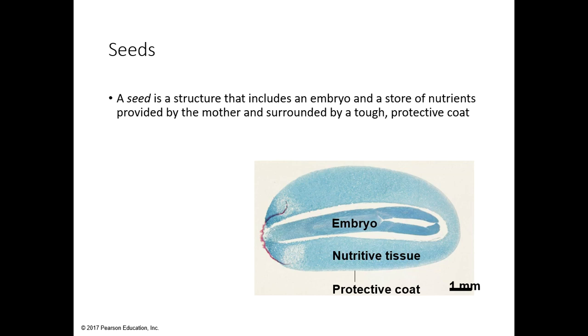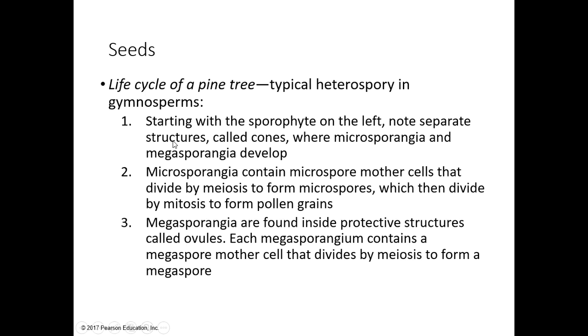So let's look at a seed. Seeds are really important. A seed includes an embryo and a food supply surrounded by a tough protective coat. The seeds enable embryos to be dispersed to new habitats, right? So here is our embryo, here's a layer of nutritive tissue, and then here's the protective coat in the seeds. So seeds are great.